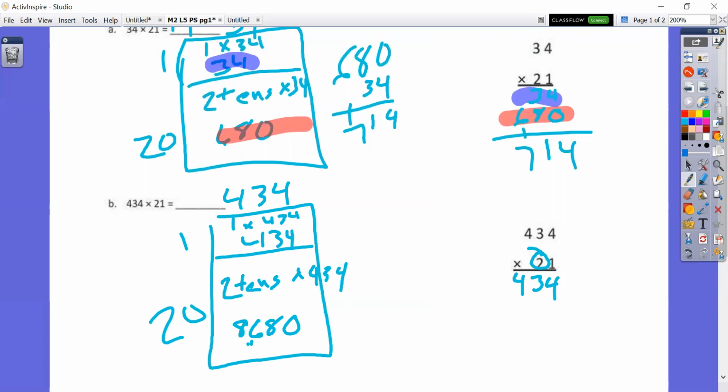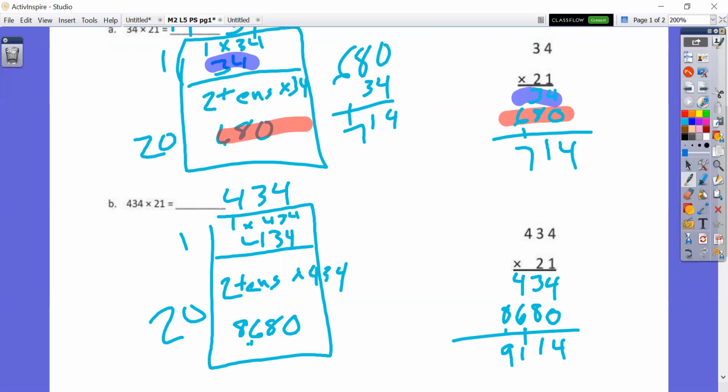Now we're moving on to the 2 tens. Represent that with a 0 in the ones place so that we were working right into the tens. 2 times 4 is 8, 2 times 3 is 6, 2 times 4 is 8. Those are the exact same partial products already stacked, ready for me to add.